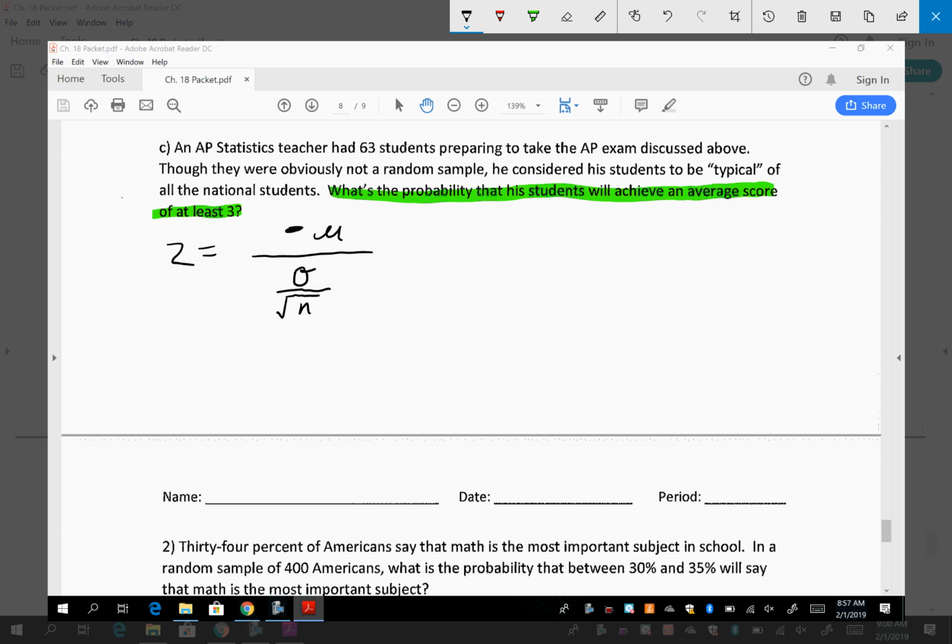Now, what symbol am I going to write here? This is called a sample statistic. And it's an average. It's a class average, so a sample statistic. Y bar.